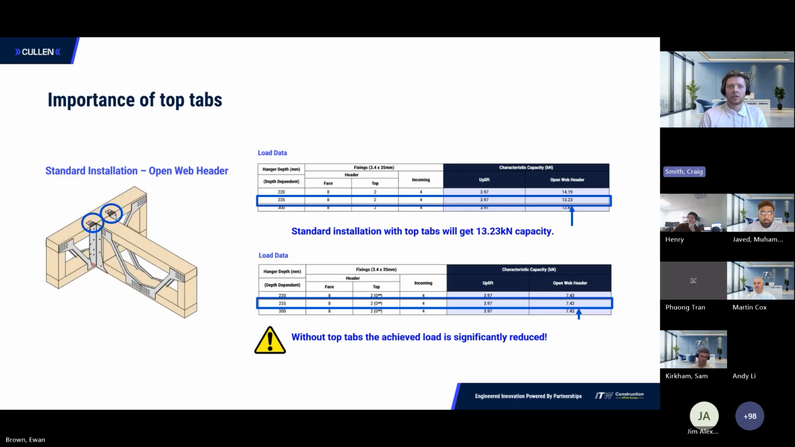Another thing to consider are the top tabs, especially on the UH. The top tabs significantly affect the load capacity. We have the standard installation with the top tabs, which you can see. That gives us 13.23 kilonewtons. Without the top tabs, we're at 7.43 kilonewtons, so nearly half. So those top tabs do a lot of work, and they're crucial for the performance of the part. So always install per any technical guidelines, and it should be installed however it's been specified.